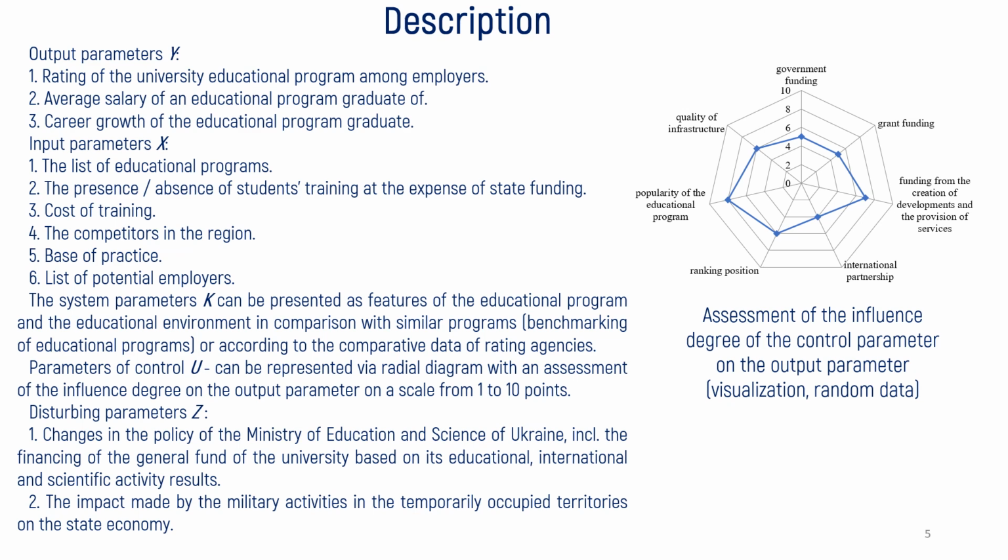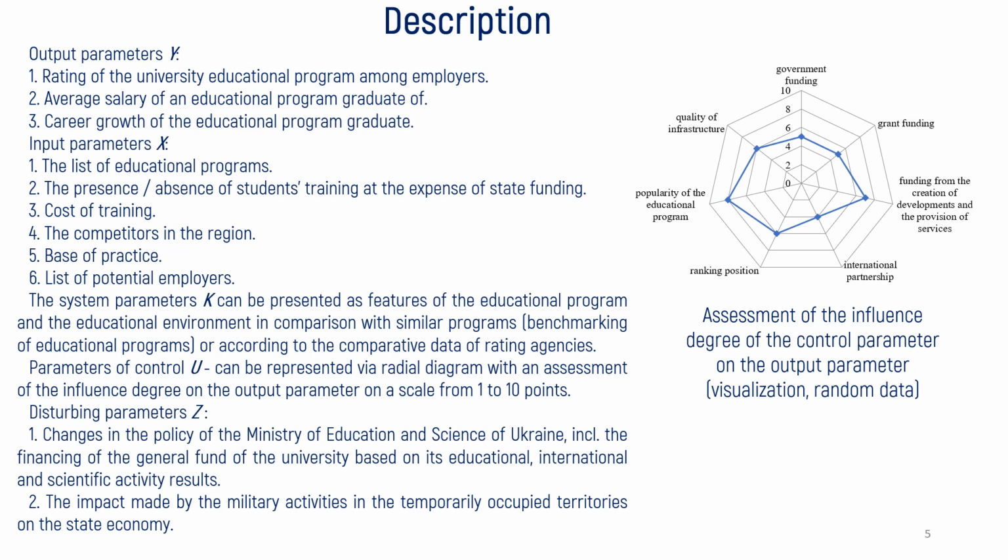Parameters of control U can be represented via a radial diagram with the assessment of the degree of influence on the output parameters on a scale from 1 to 10 points. You can see this radial diagram on the upper right side of this slide. And disturbing parameters are changes in the policy of the Ministry of Education and Science of Ukraine, for example, its financial policy, funding of universities in the education and research sphere, and so on.